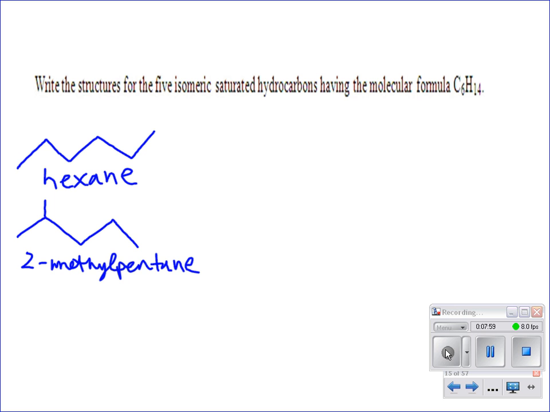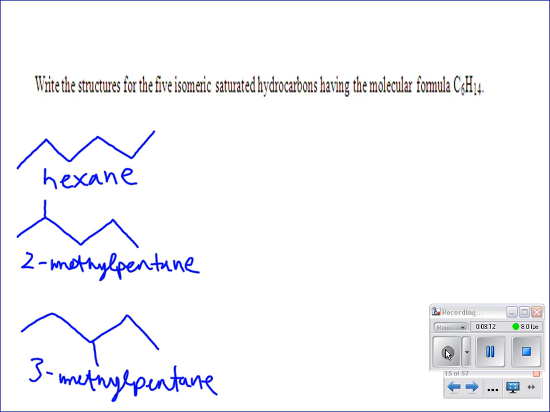Now what should I do? I'm going to move the methyl over and make 3-methyl pentane. Okay, now what can I do? Take another one off, and that leaves me with that. And so that gives me 2 separate methyl groups, or possibly 1 ethyl. Let's deal with the 2 separate methyl groups first.